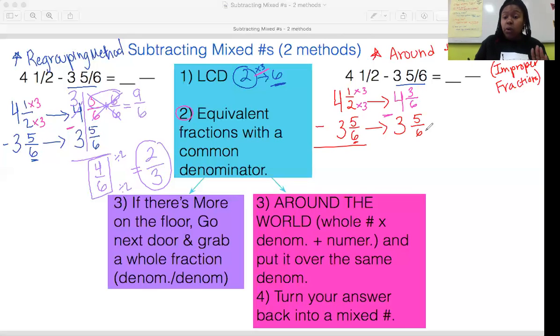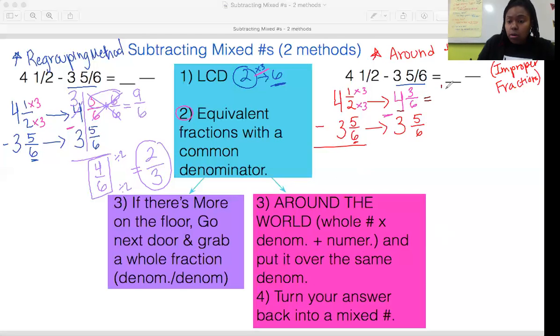Okay, now when we're here, if you are using the around the world method, here is what we do next, all right? So I am going to change my color. Sorry, I don't know why I used that other color, but it's fine. So our next step, we are going to use around the world. That means we take the whole number, we multiply it by the denominator, and we add the numerator. And then we're just going to put it over the same denominator. So here's what we're going to see.